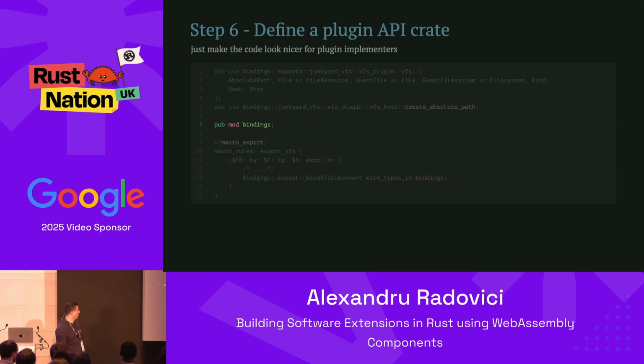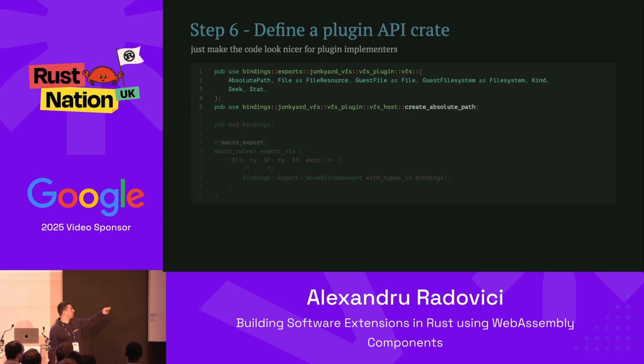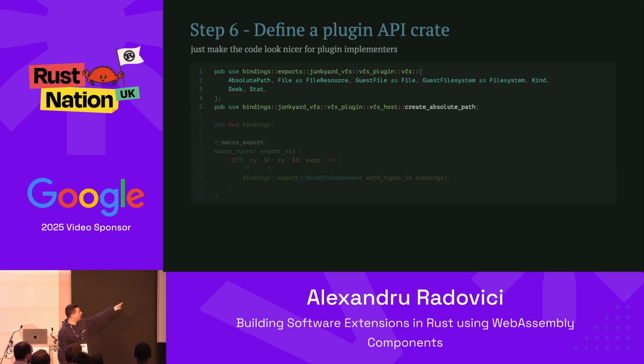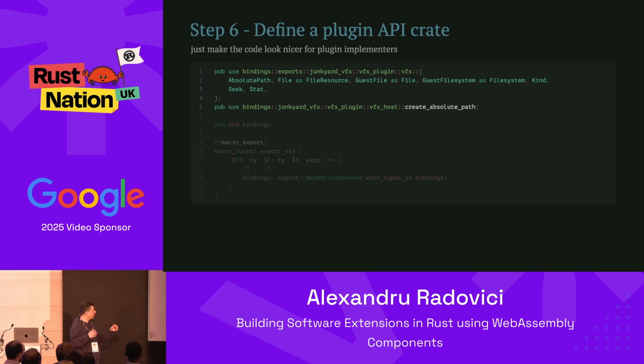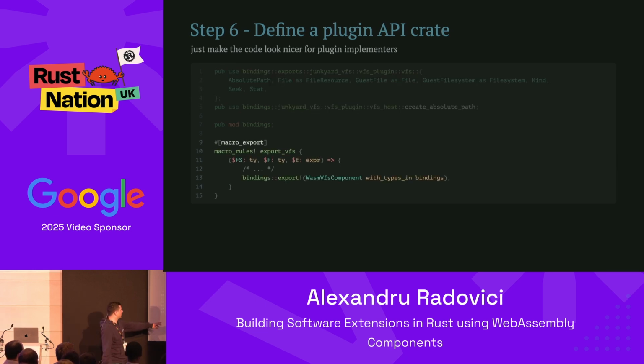The plugin is way easier. So for the plugin, you have cargo component, which takes the WIT file and generates your bindings, this bindings module. In this, you will find exactly the things that you have defined: absolute path, the kind, the seek, the stat, and for every resource, you will find the trait. You can see guest file, which is the trait for the file, guest file system. Sorry, for every exported resource, you will find the trait, which is called Guest and the name. And then you will find this export macro.